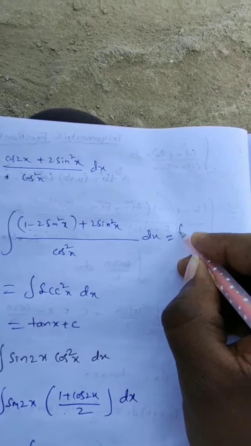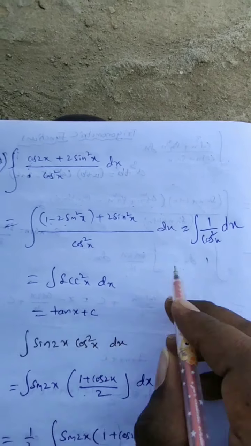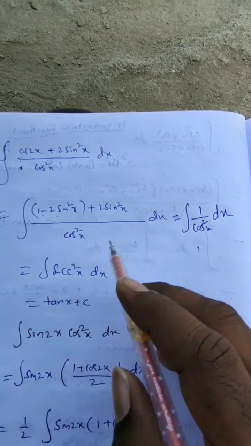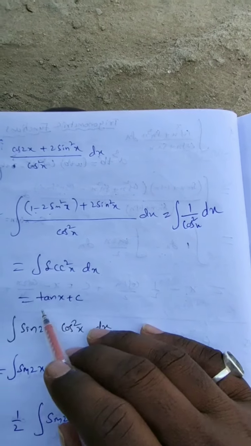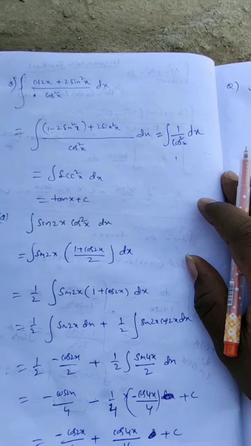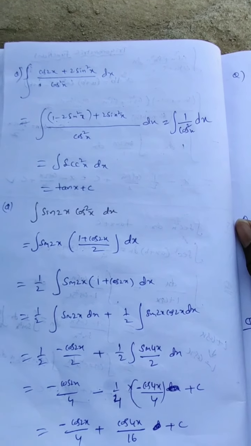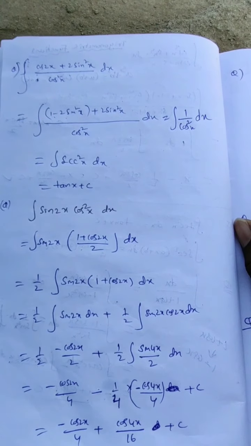You got here integration of 1 by cos square x dx. So this 1 by cos square x, I can write as sec square x. Integration of sec square x dx is tan x plus c. That's the answer. Let us see another question. These are all basic trigonometry questions to get ideas. See here, you will get all these when you practice.